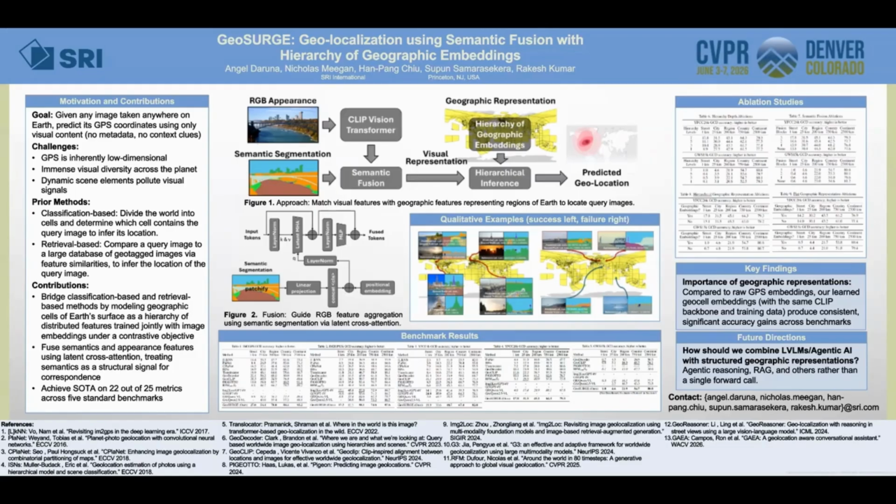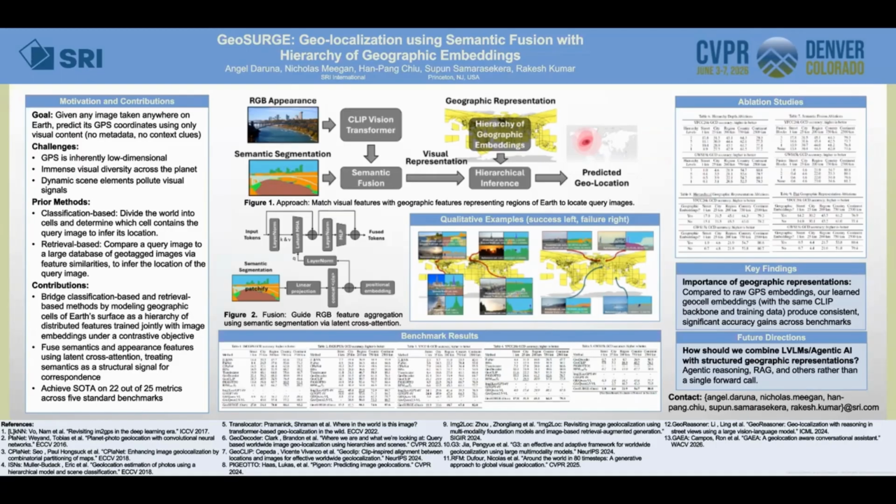This is a hard problem because the visual world is extremely diverse. Two places that are geographically close can look completely different, while two places on opposite sides of the planet can look very similar. On top of that, images often contain dynamic objects like people, cars, or temporary scene elements that are not actually useful for localization.